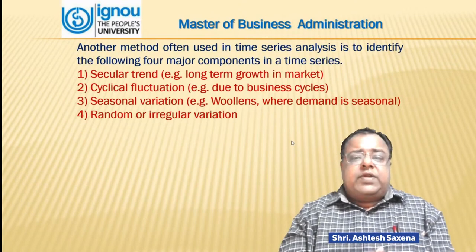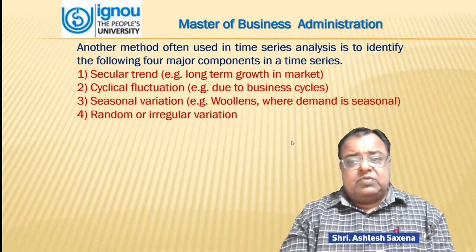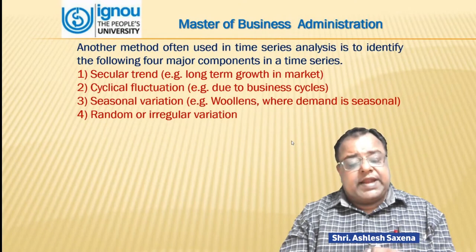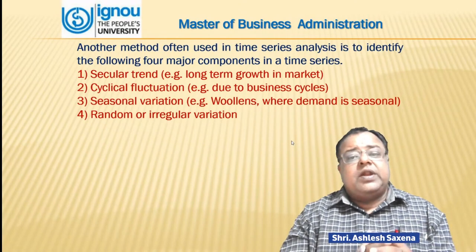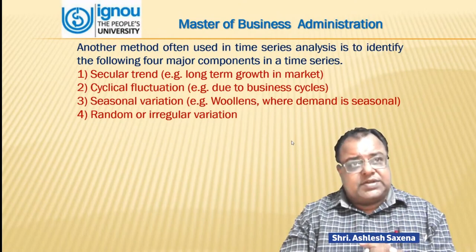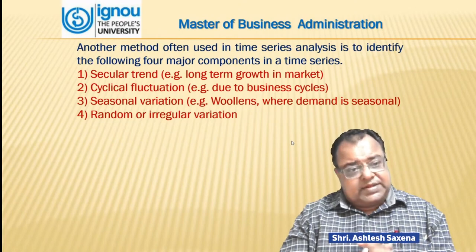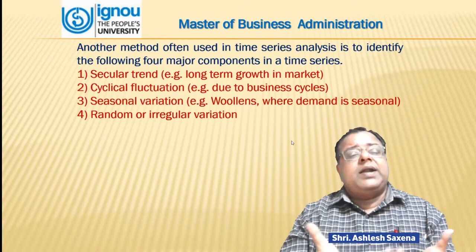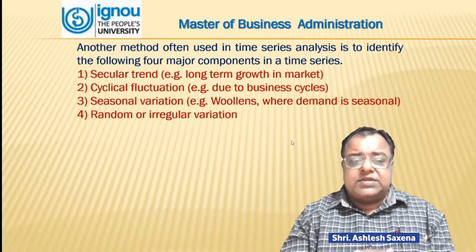Another method often used in time series analysis is to identify the following four major components in a time series. Number one, secular trend, that is long-term growth in market. Number two, cyclic fluctuations, that is due to business cycles. Third one is seasonal variation, that is woolens when demand is seasonal. And number four is random or irregular variations.